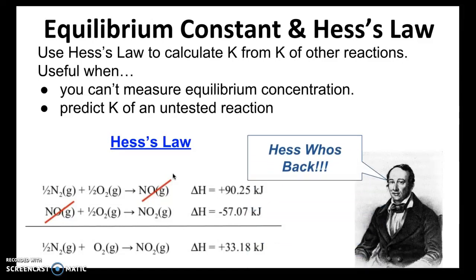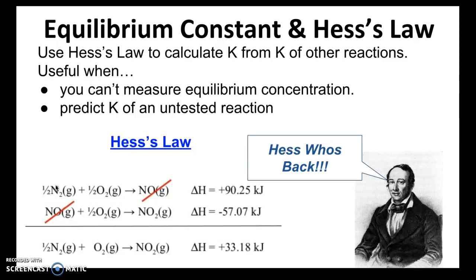All right, so again, Hess's law is very useful if you're calculating K when you can't measure the equilibrium concentration, or it's a reaction where you're just trying to predict the value of K. You haven't tested the reaction yet, you just want to predict it. And you may recall from Hess's law, the way that it works is, let's say you have 2 or more reactions that you can manipulate, like manipulating meaning flip the reaction, or multiplying all of the coefficients by a certain number.